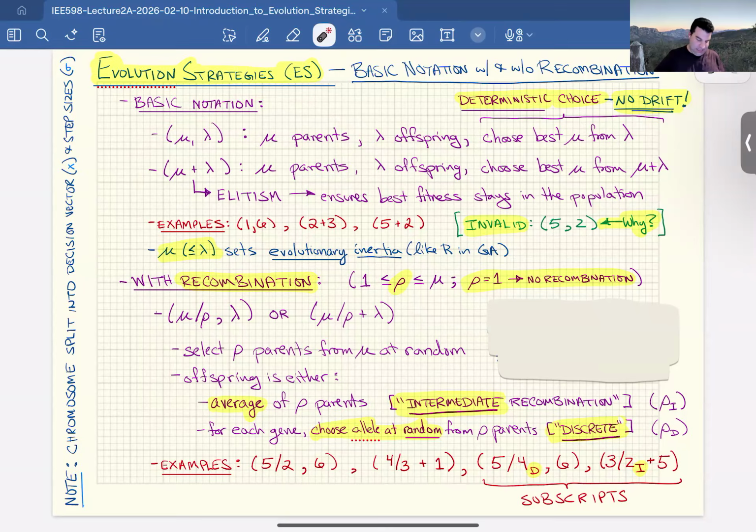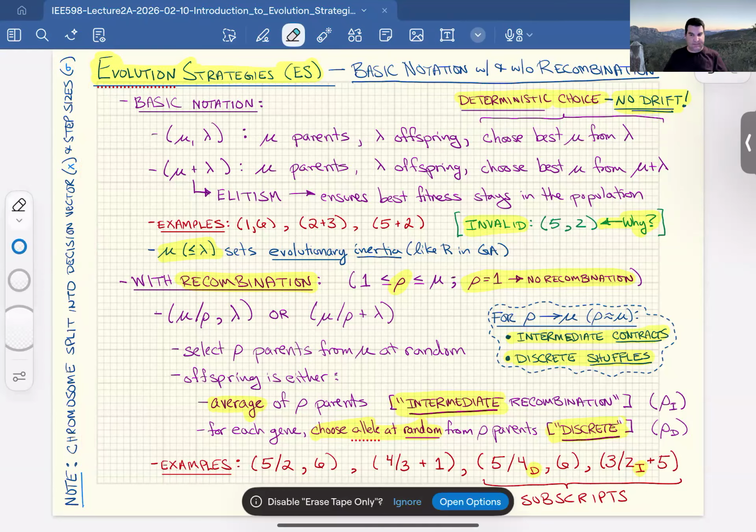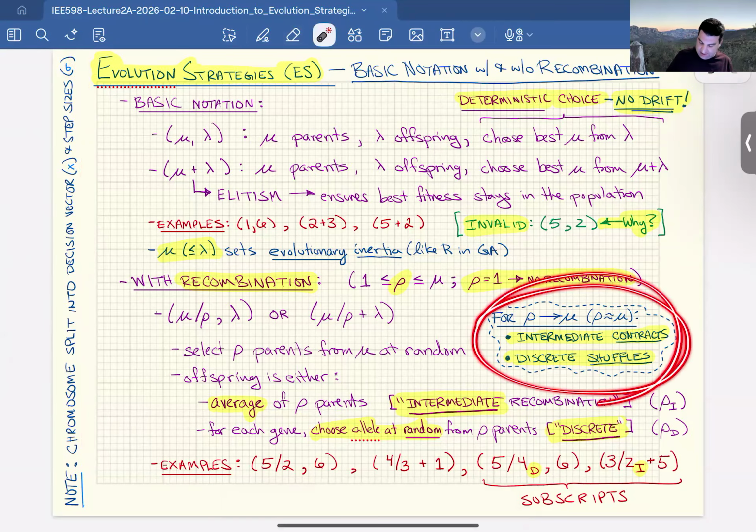Now, note that the chromosome is split into the decision vector and the step sizes. So you can think of decision vector as X and step sizes sigma, which you can think of like a standard deviation. Okay, so keep that in mind. Oh yeah, and I just want to say, as an interpretation, I almost forgot about this.